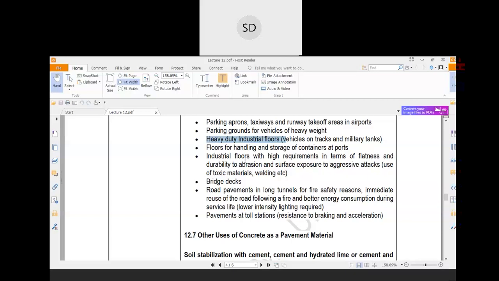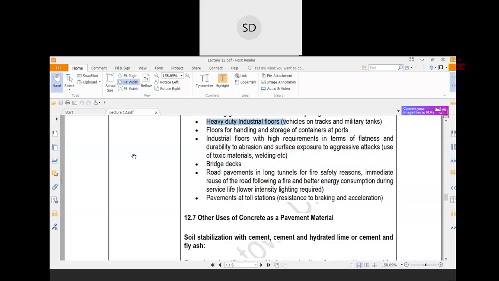And if you go for the difference between flexible and rigid pavement, the design life of rigid pavement is generally higher than the flexible pavement, and it can carry more load than the flexible pavement. So you use the rigid pavement based on the loading conditions of that particular area.